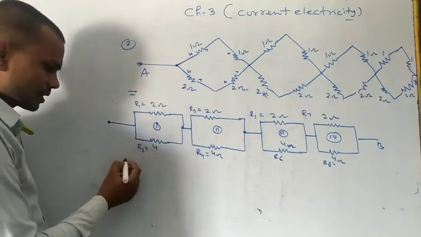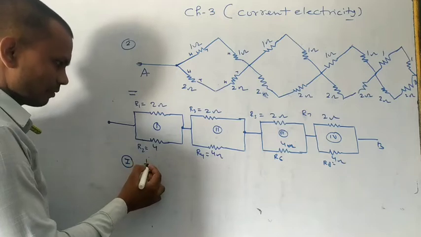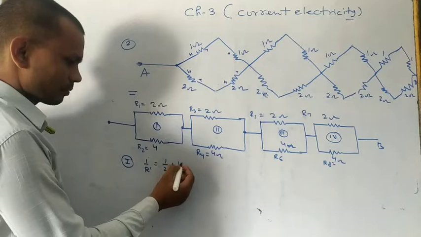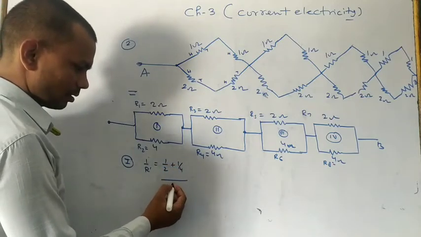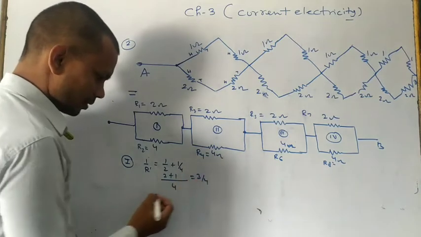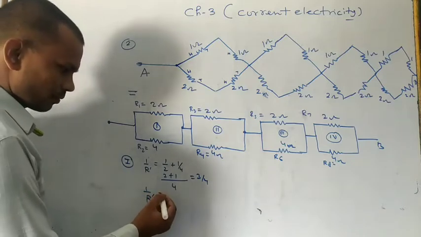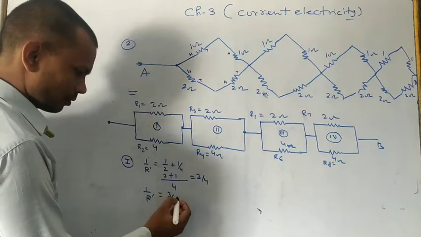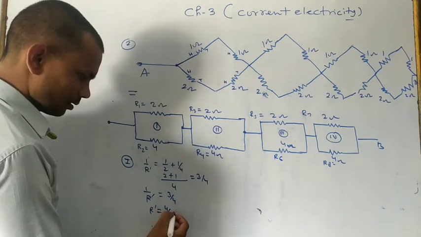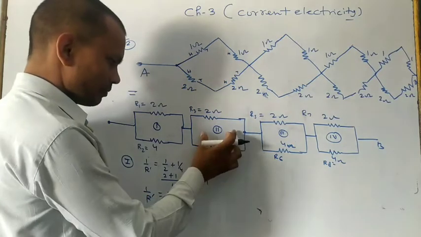Now, both are for the first one. Here you have to see this and this. Suppose this is equivalent, both are connected in parallel, so equivalent 1 upon R dash is 1 upon 2 plus 1 by 4. LCM is 4, so here this is 2 plus 1, means 3 by 4. So 1 upon R dash is equal to 3 by 4, so R dash is 4 by 3, right? Just have to reverse.